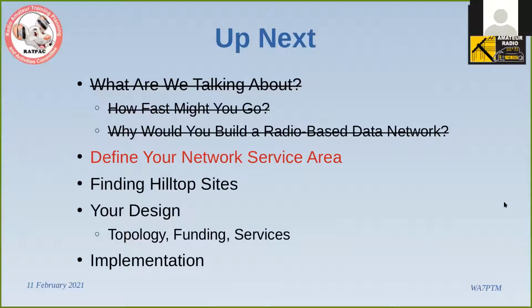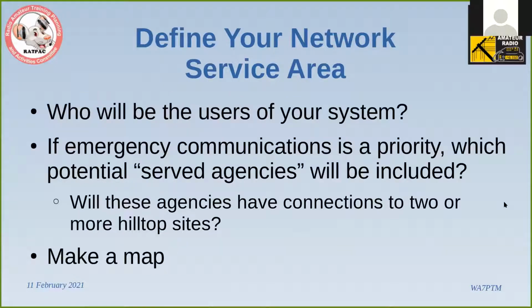So first off, define your network service area. Who are going to be the users? If you're going to do emergency communications, if that's a priority in your area, which ones are going to be included in this network? And will you connect them with one high-level site or two or more? The Washington State Emergency Management Division has 4 links, and that's the most that I know of. So you have to map this out. You just can't do it in your head.